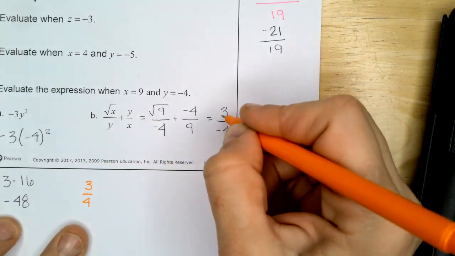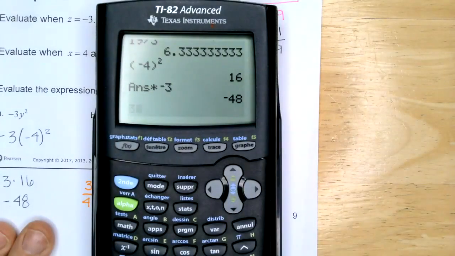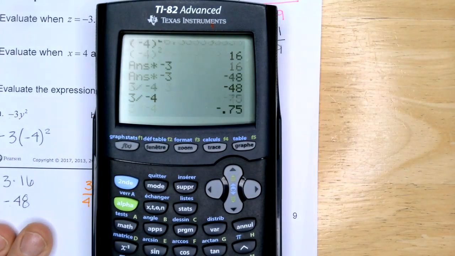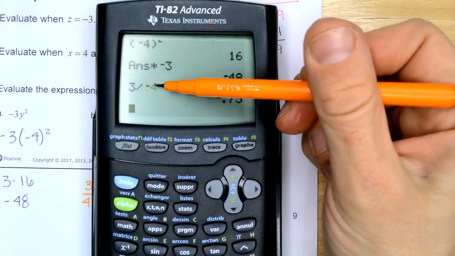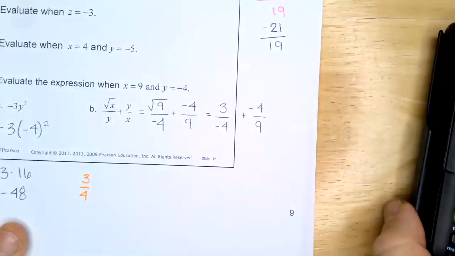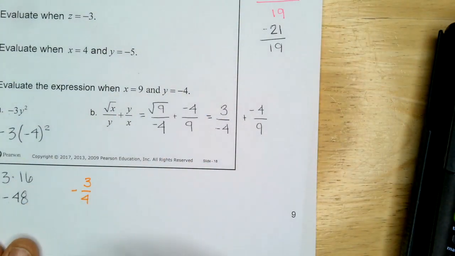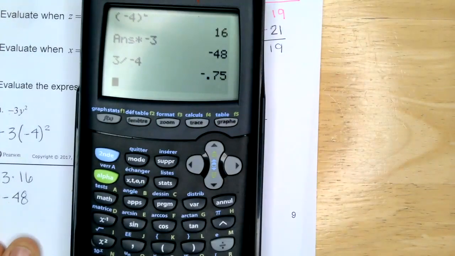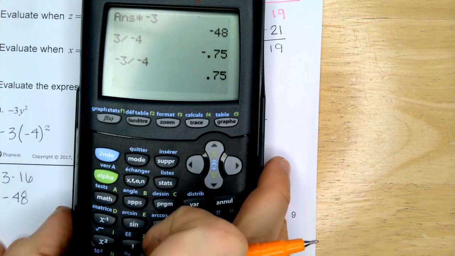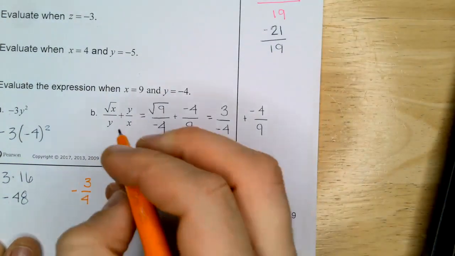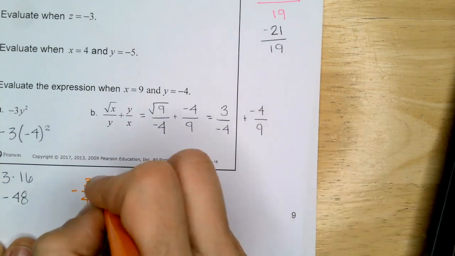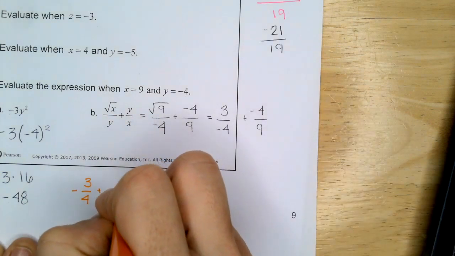3/4. It's a 3 divided by a -4. Think about this. When I take a positive number divided by a negative number, I get a negative answer. So I'm just going to call it a -3/4. It doesn't matter if the negative goes with the 3 or with the 4, but not with both, right? Because -3 divided by -4 gives me a positive of that number. So it's just out in front. Plus -4/9.